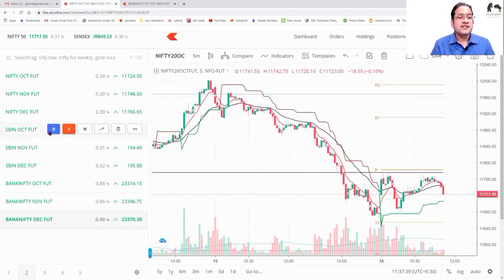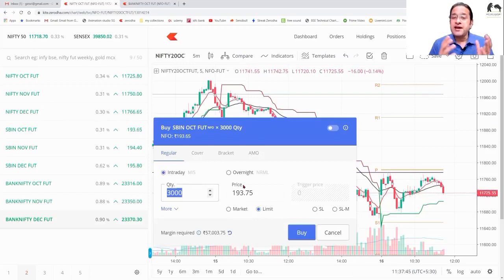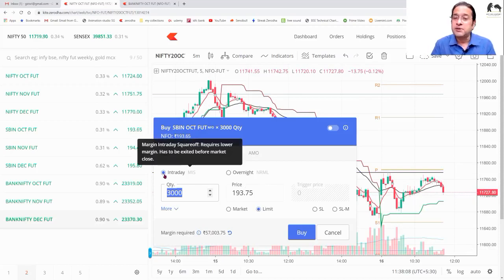Similarly, let us also check the contract value and other details of SBI. The SBI has a lot size of 3,000, which means every rupee will be one multiplied by the lot size, which is 3,000 rupees. A rupee plus is 3,000 plus. A rupee minus is actually minus 3,000 rupees. Now, what is the margin that is required? It's 57,000. 57,000 is actually for an intraday because my system had already been set for an intraday.